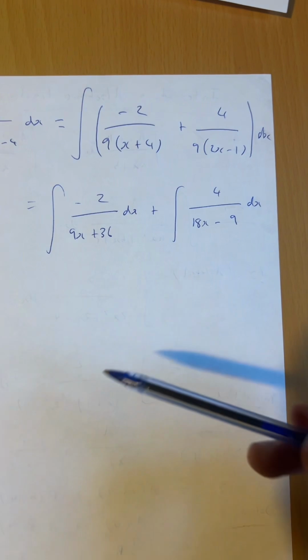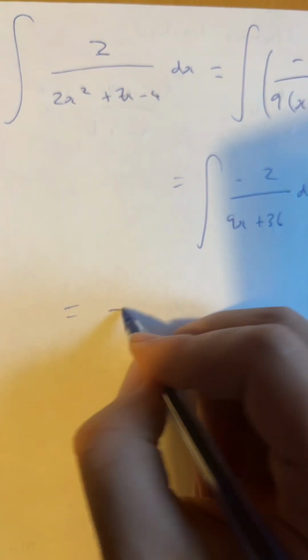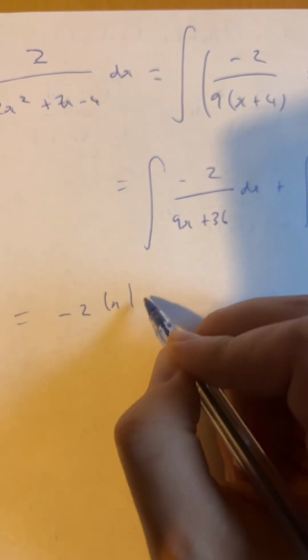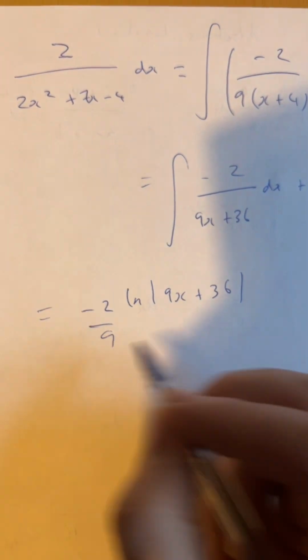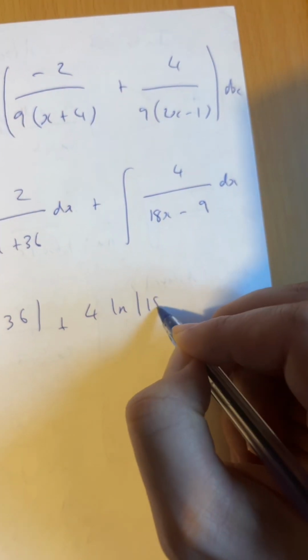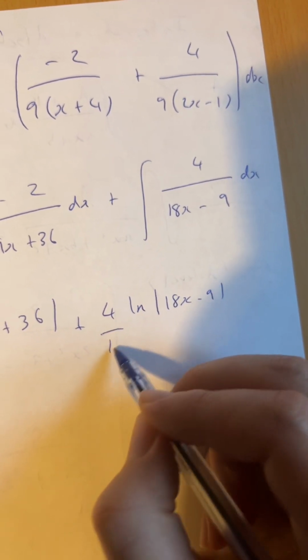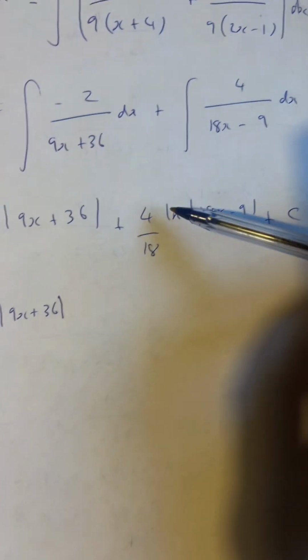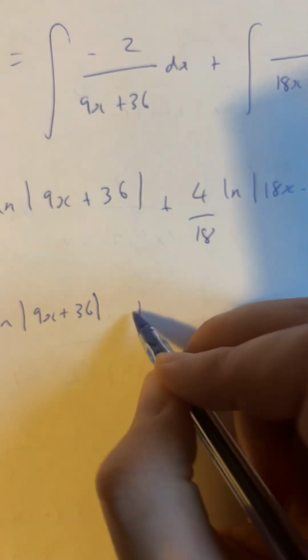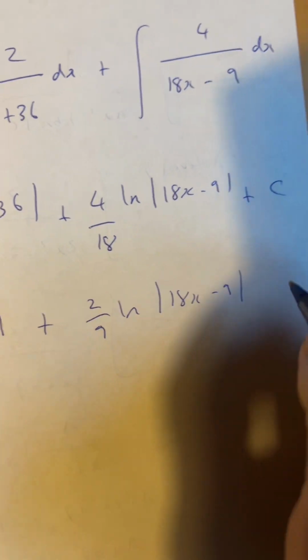Now we can use video 1. If you've seen video 1 in this series, we can use it to do the integration for both of these integrals. So for the first one, we have minus 2 as the constant. We're going to take ln of the denominator, 9x plus 36. Differentiate the inside, we get 9, divide by 9. Next one, we've got 4, and then again ln modulus signs, 18x minus 9. The derivative of 18x minus 9 is 18, so divide by 18, and then plus c because we have no limits. So we have minus 2 over 9 ln 9x plus 36. 4 over 18 is the same as 2 over 9, so you've got 2 over 9 there, and then ln 18x minus 9, and then plus c.